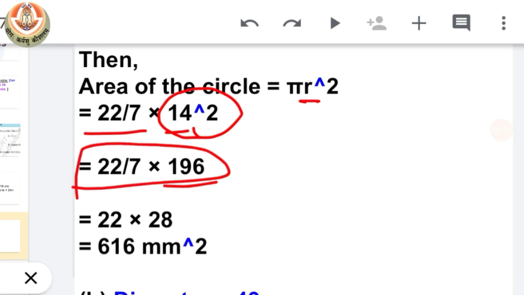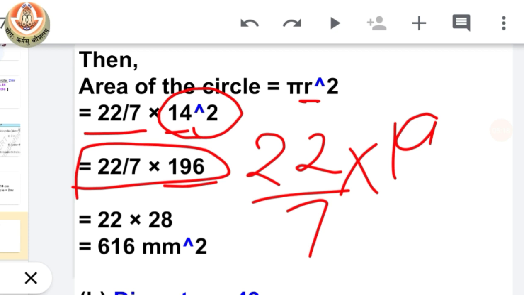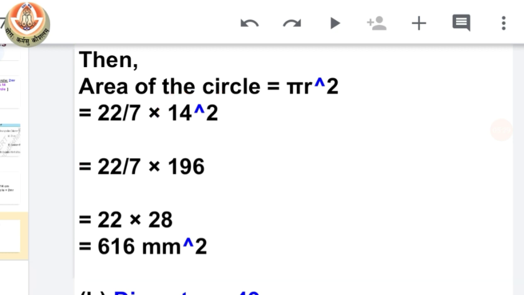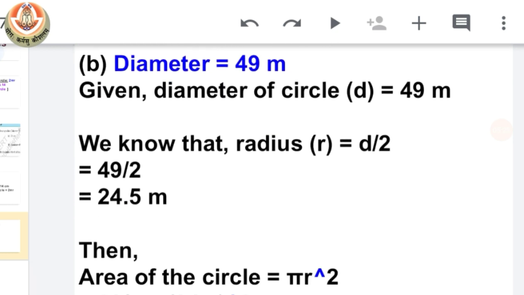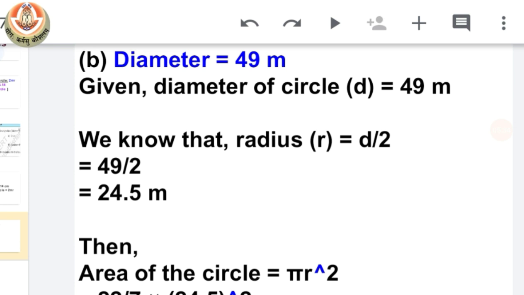Now we have to solve 22 by 7 with 196. So when we solve it, we will have 616 millimeter square as the area of this circle. Now let's see one more example. The B part where we have been given diameter which is 49 meter.